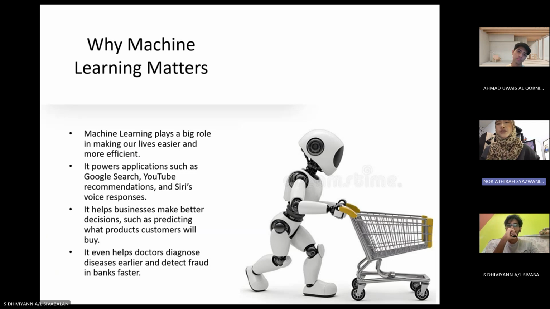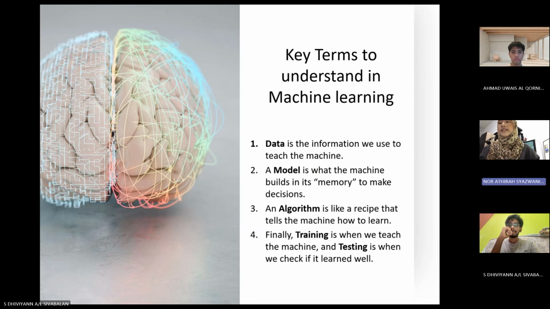So, why is machine learning so important in our lives? The truth is, it's everywhere. Google search, YouTube recommendations, and even Siri's voice responses are powered by machine learning. It makes our lives easier and more efficient. The key terms to understand in machine learning are number 1, data, number 2, model, number 3, algorithm, and number 4, training and testing.